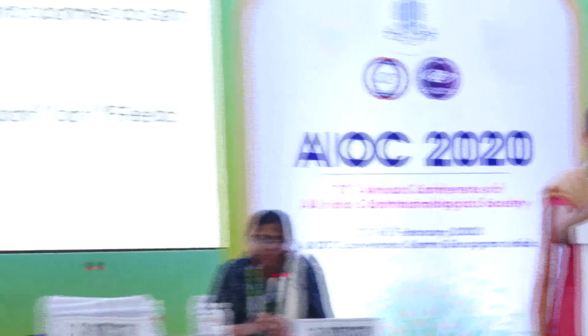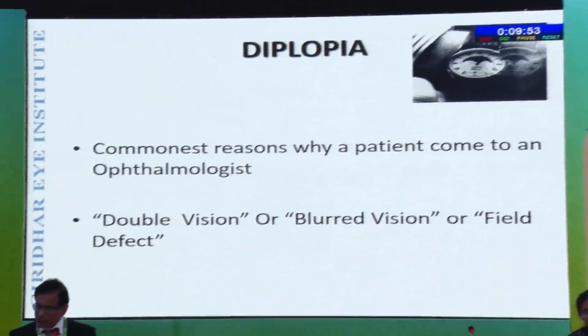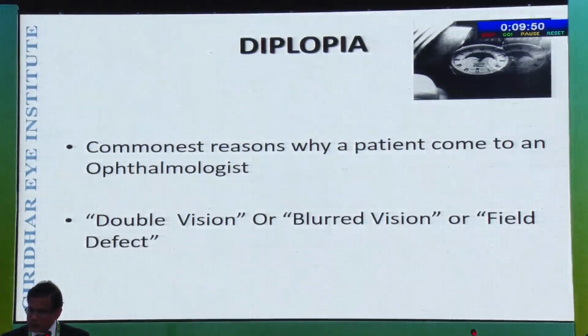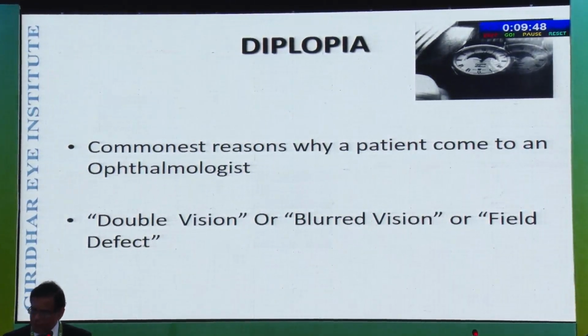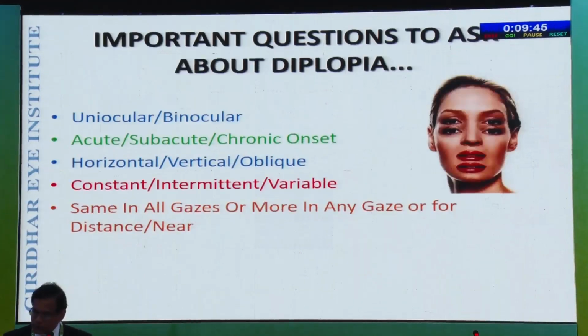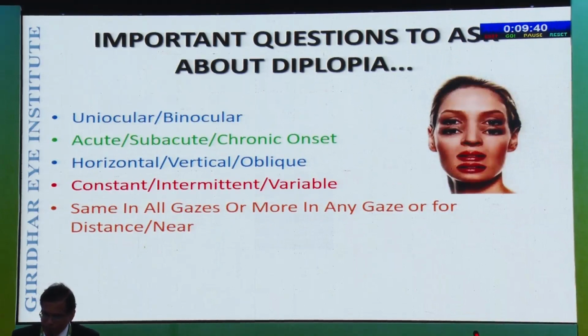Diplopia is one of the commonest reasons why a patient comes to the ophthalmologist. They usually complain of double vision, sometimes blurred vision, and sometimes field defect. So what are the important questions you will ask when a patient with diplopia comes to you? Whether it is uniocular or binocular, the mode of onset, whether it is acute, subacute or chronic, whether it is horizontal, vertical or oblique, if it is constant, intermittent or variable, is it the same in all gazes or more in a particular gaze, whether more for near or distant.